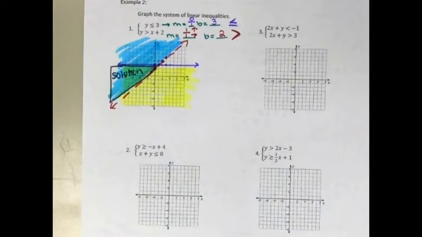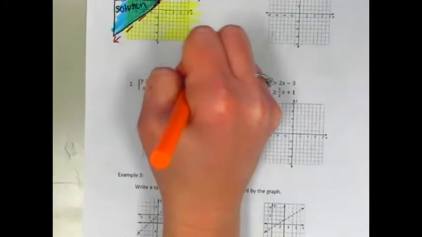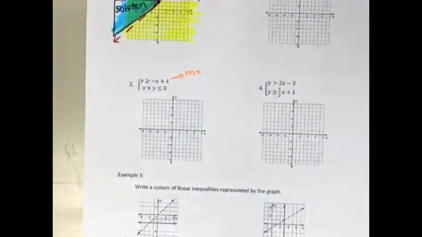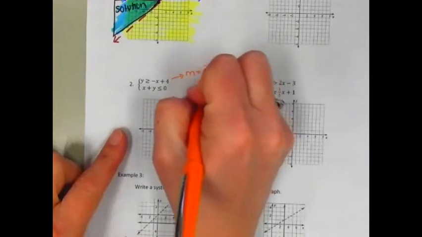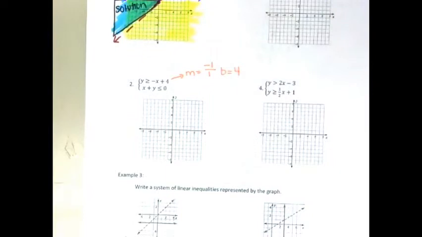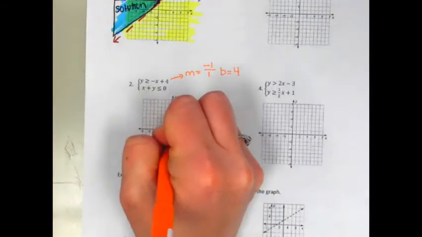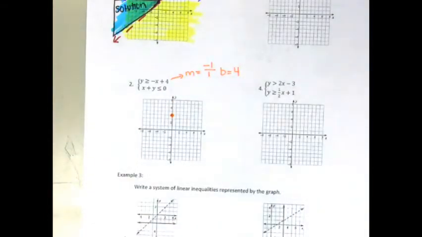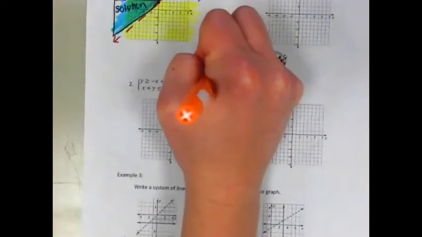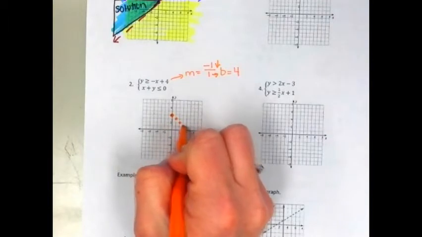All right, let's look at number 2, since one of them's already in slope-intercept form. So let's look at this first one. What is the slope of my first one? -1 over 1, and my y-intercept is 4. You guys okay with that? Okay. So now I'm going to start at 4, and then what would I do? Go down 1 and to the right 1. So down 1, right 1, down 1, right 1, and so on.